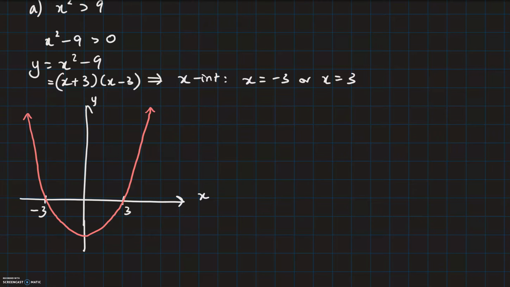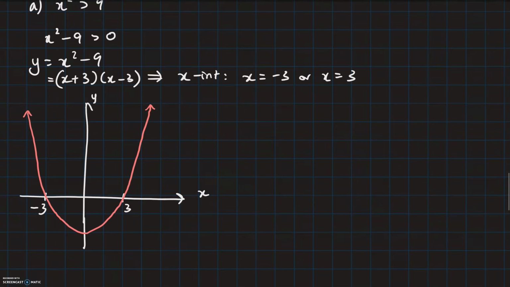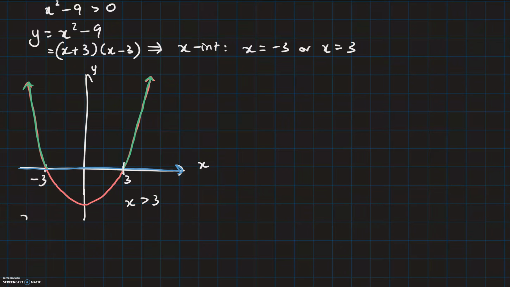Okay, cool. So I've got my parabola, and I'm looking for when this is greater than 0. Let's have a look at the regions where it's greater than 0. I'm looking for all the regions that are above the x-axis down here. So if you have a look, I've got this green region over here on the right. This is the region where x is greater than 3. And I've got my other region to the left of -3 that's above the x-axis, and so that's x is less than -3. So therefore, x is less than -3 or x is greater than 3.